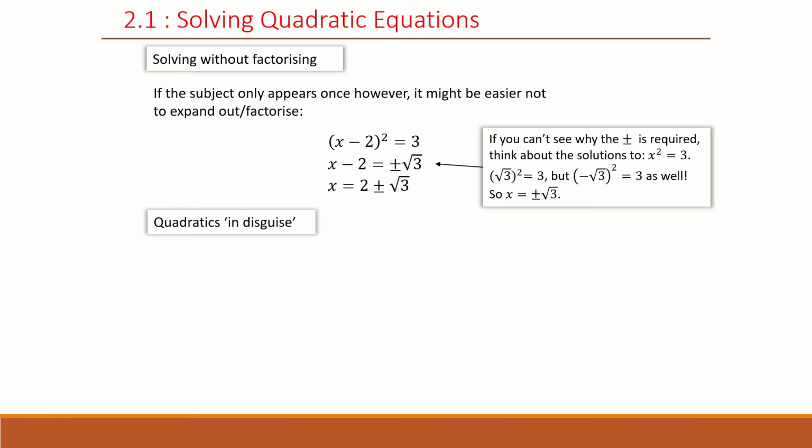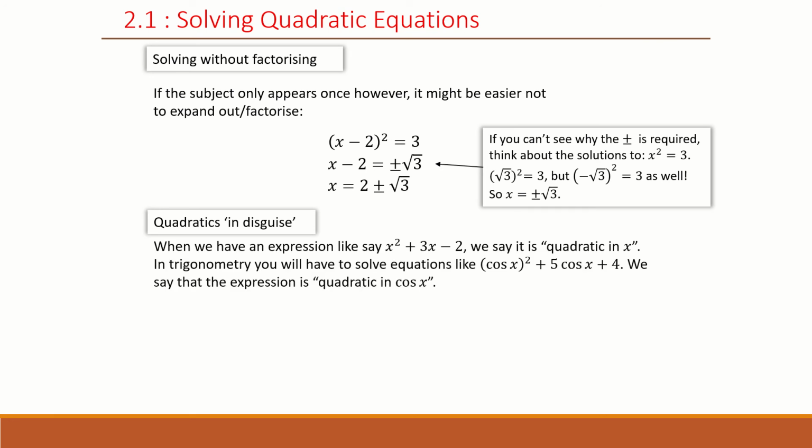Or you can get quadratics in disguise. In this case, when we have an expression with x, we say it's a quadratic in x. However, you may get quadratics like the one shown on the screen, which is cos squared x plus 5 cos x plus 4. We say that this expression is quadratic in cos x. Solve this question.